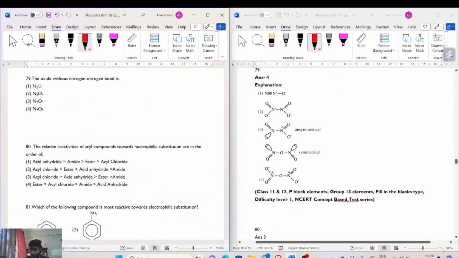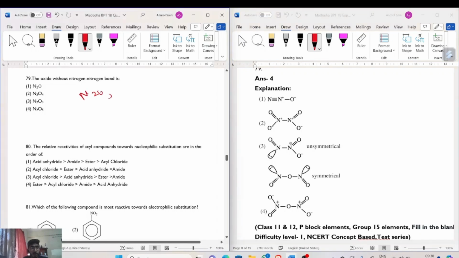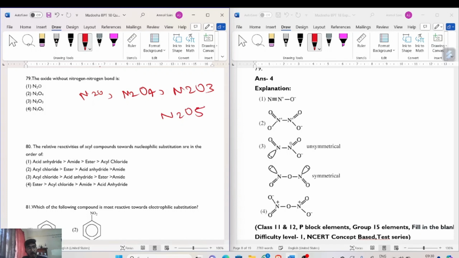Here, the oxide without a nitrogen-nitrogen bond is. For this question we have to draw all the structures, for N2O, N2O4, N2O3 and N2O5, and check whether a nitrogen-nitrogen bond is present or not. When we draw N2O, there is nitrogen-nitrogen bonding. When we draw N2O4, there is nitrogen-nitrogen bonding. When we draw N2O3, there is nitrogen-nitrogen bonding.